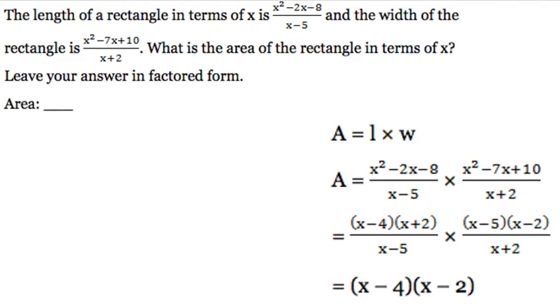So we all know that area equals length times width. So you want to multiply length times width. Once you do that, you can factor everything, and then cross out all the common factors. You should get x minus 4 times x minus 2.